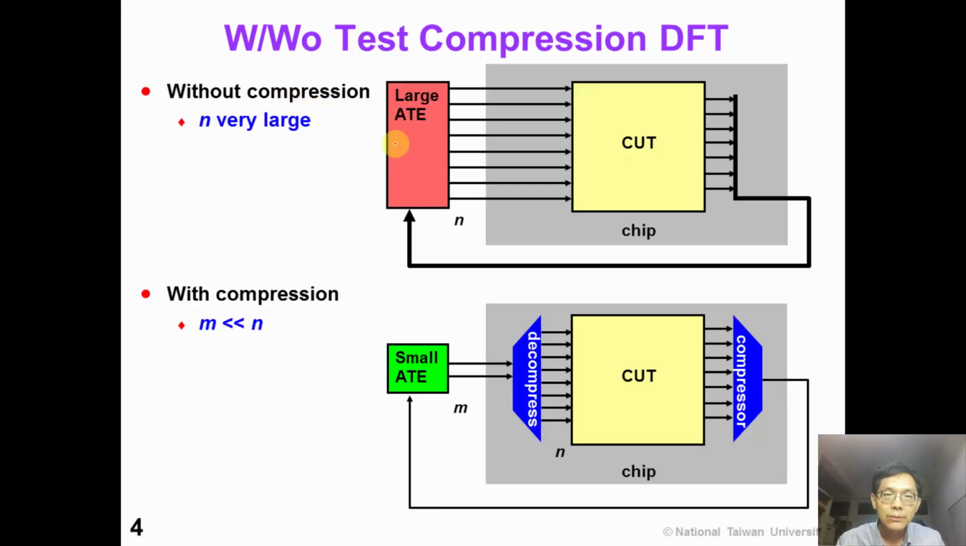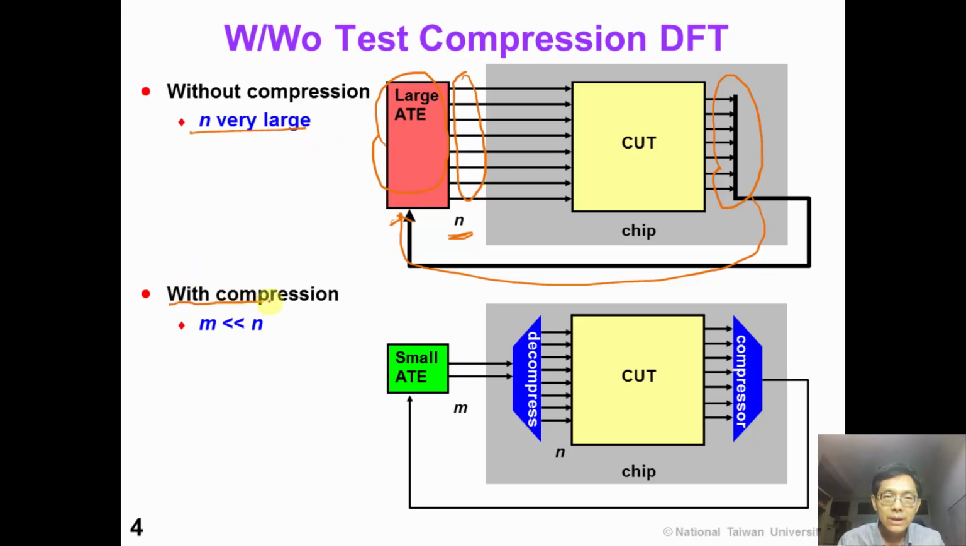Traditionally, we need a very large ATE to apply a very large volume of test data using many test channels. And we also collect the CUT response back to the ATE. The number n is very large, so the communication between ATE and the CUT is very expensive.